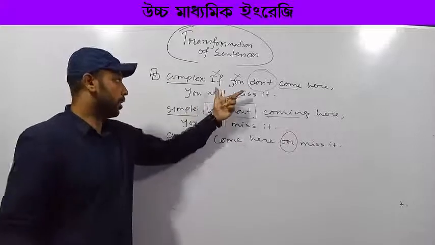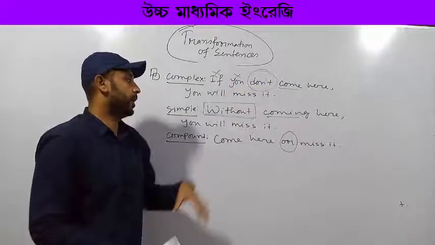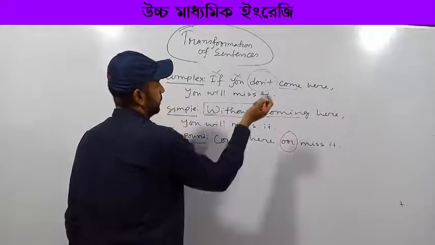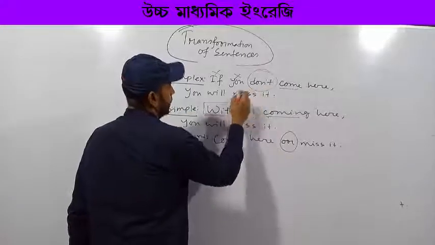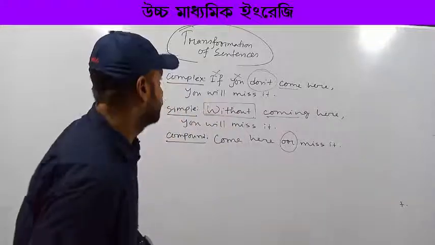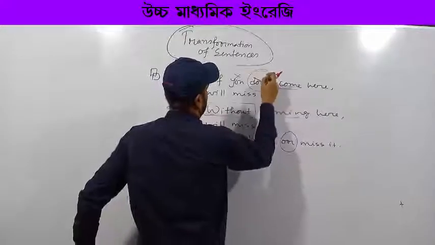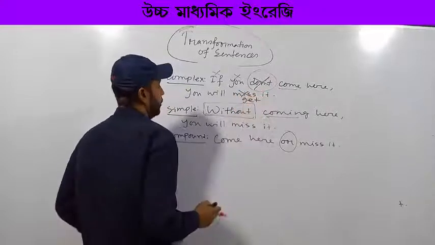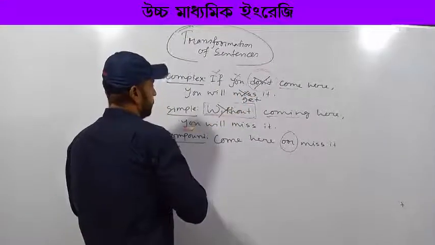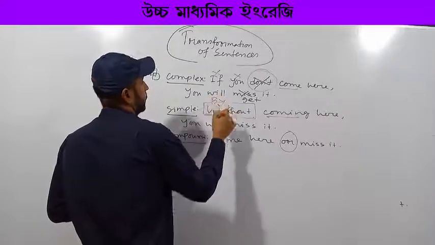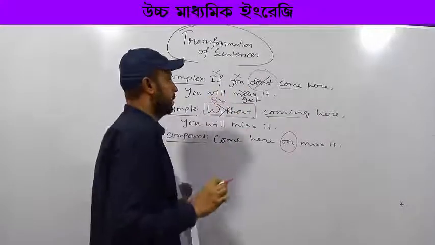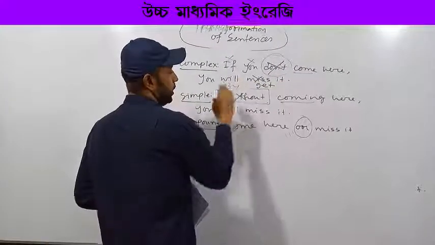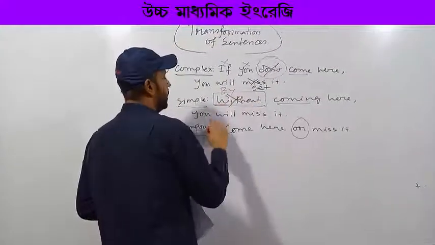If the clause is negative. But if the clause is positive, for example, if you come here, you will get it. Here there is no don't, just think it. Then you have to use not without, you have to use by here, because this is a positive clause. If you come here, you will get it. Then you have to use by coming here, you will get it.